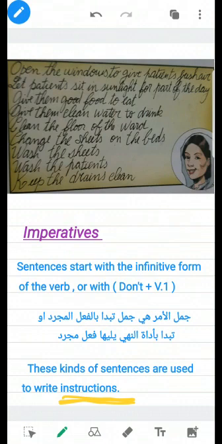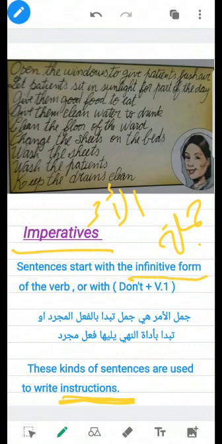The instructions are imperative structure. Imperative. How do we form the imperative sentence? Listen. Sentences start with the infinitive form of the verb, or with don't plus verb 1.